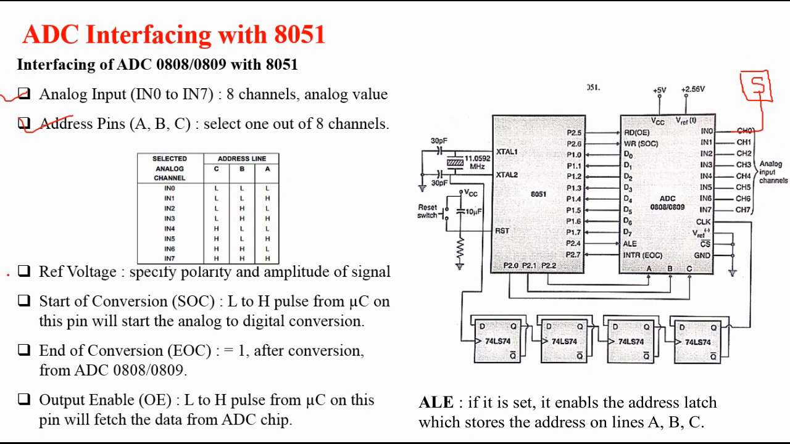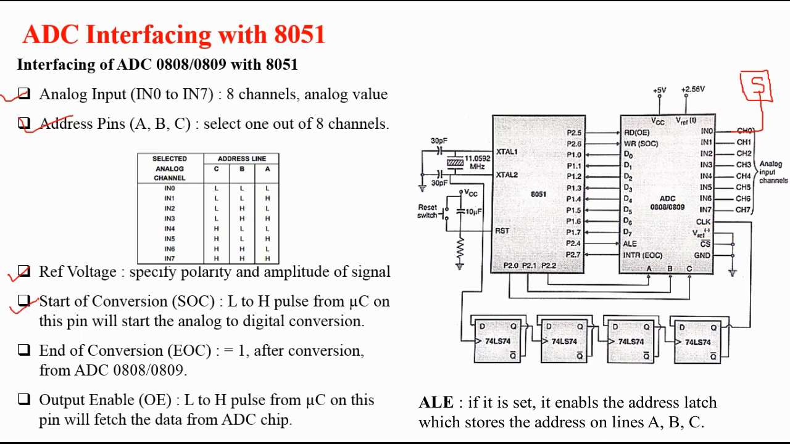Then the next is the reference voltage. It specifies the polarity and amplitude of the signal, and that reference voltage is connected to the ground terminal. Then we have CS bar, that is chip select. In order to select this chip, we have to make CS bar low. When CS bar is low, then the ADC will remain on, otherwise this ADC will remain off.